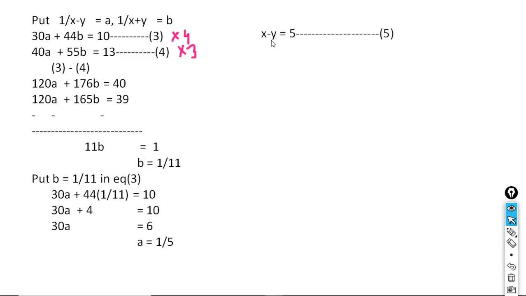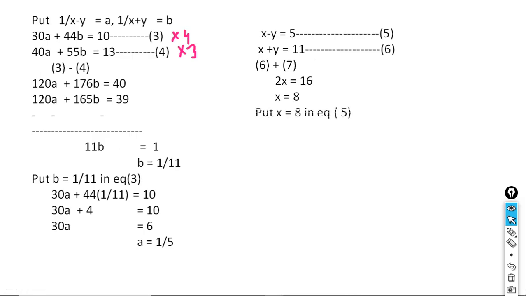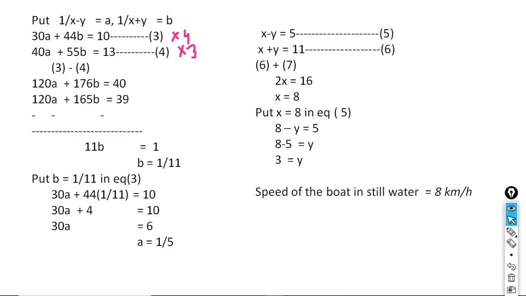Then, because 1 upon x minus y is a, which is 1 upon 5, x minus y is 5. x plus y is 11. By adding them, you get 2x is 16, x is equal to 8, and the value of y is equal to 3. So therefore, the speed of the boat in still water is 8 km per hour and the speed of the stream is 3 km per hour.